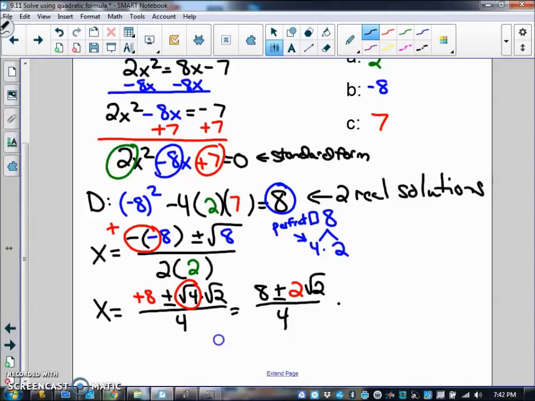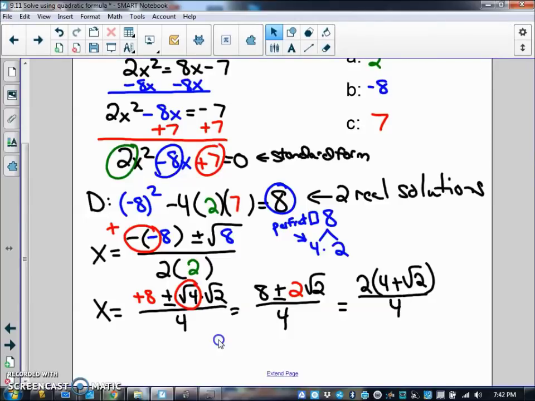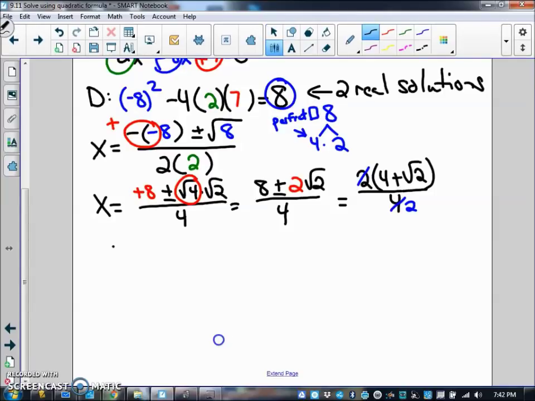I can then factor out a 2 on the top, which would give me 2 times 4 plus radical 2. I just factored out a 2 over 2, over 4. This allows me to cancel some things out. And I can get as my answers in radical form, x is equal to 4 plus radical 2 over 2, or 4 minus rad 2 over 2. These are my radical forms.